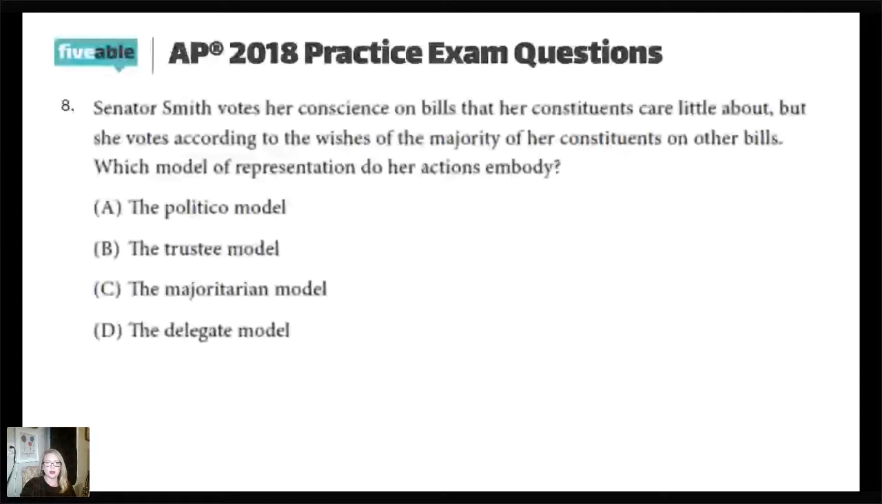So let's close out with this question, if I got Dakota still around. So Senator Smith votes her conscience on bills that her constituents care little about. So she votes how she wants when the constituents don't know about it. But then she votes according to the wishes of the majority on other bills. What type of representation do her actions embody? Politico model, trustee model, majoritarian model, or delegate model? What do you think?